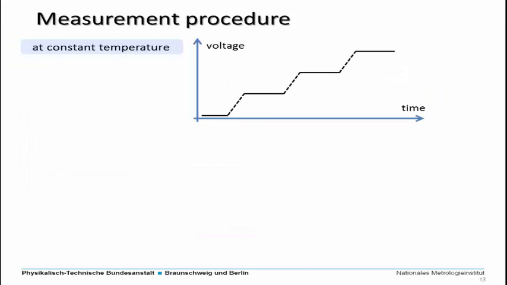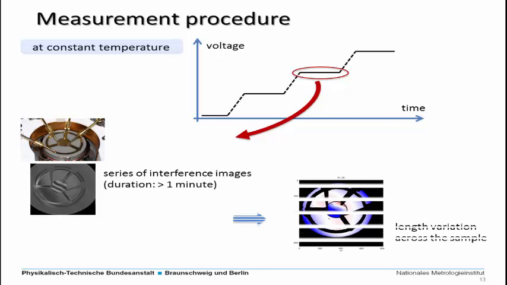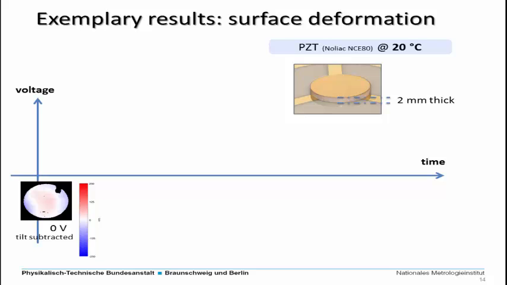The measurement procedure for the application of high voltage works as follows. At a given temperature, we vary the voltage step by step over time, and at each plateau of the voltage, we perform this acquisition of interference images, which takes about 1 minute or slightly more, so that we can then evaluate the length variation across the whole sample. Of course, not only the sample, but also the reference plate. And now I show you some exemplary results.